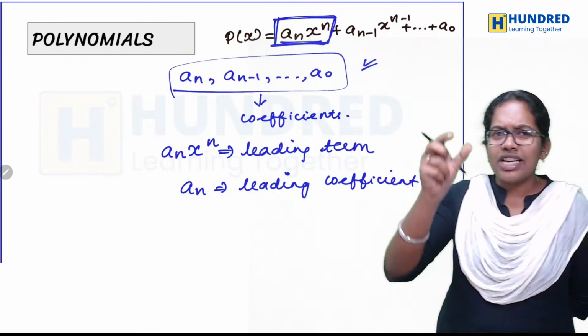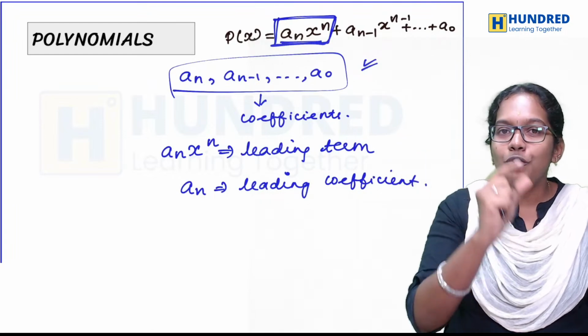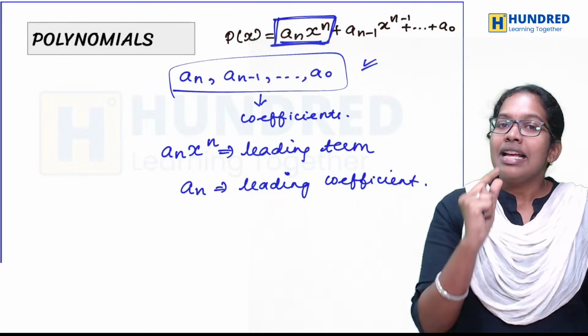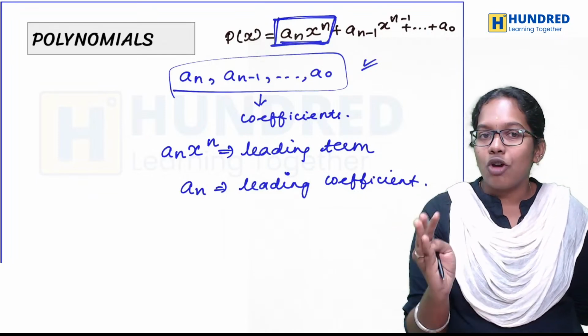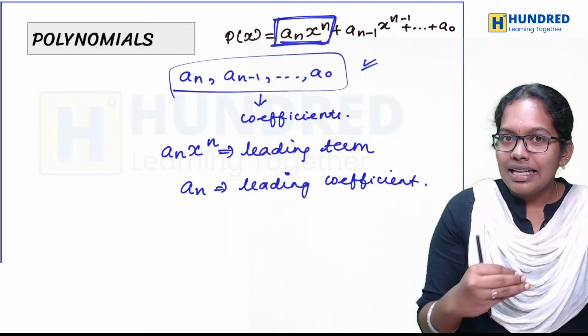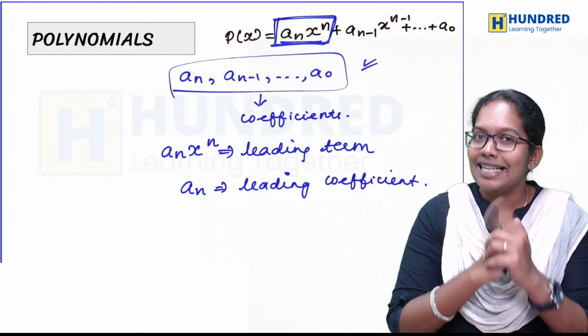These are the namings. Each expression is made of terms, and among the terms, the first term is called the leading term, and the coefficient in it, a n, we'll be calling the leading coefficient.